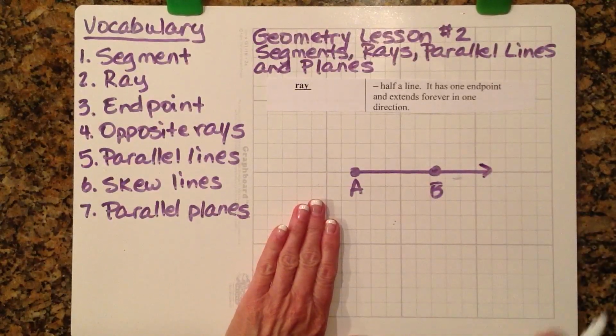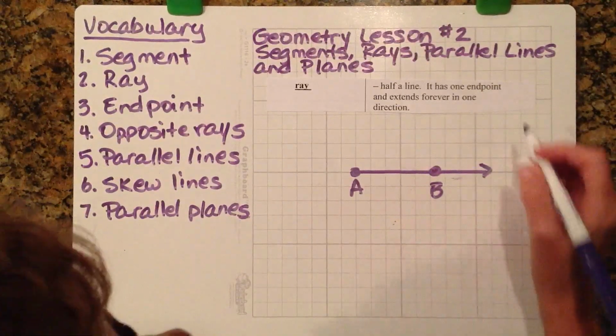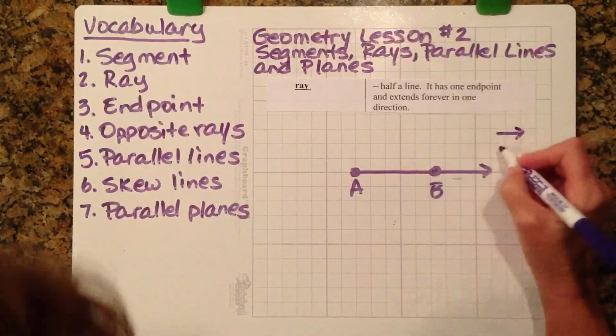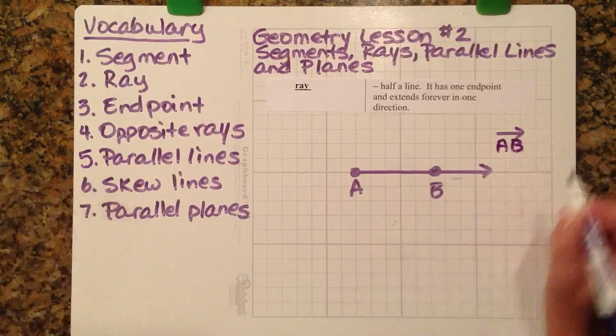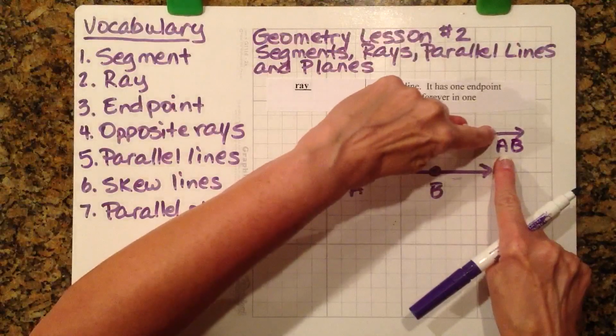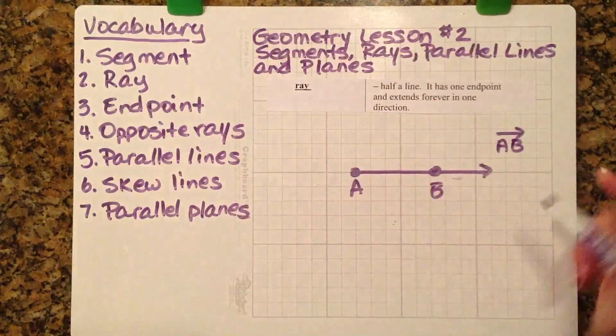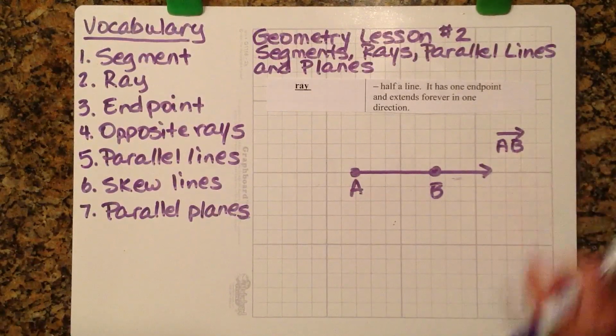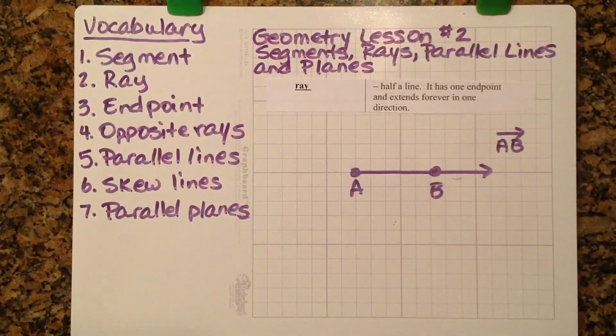Now, when you write a ray, it's very important to write it correctly. You would write this as ray, I'll put a little ray symbol, AB. Now, the A, this part right here, is where it starts. That's the endpoint. And then the arrow is the part that goes on forever.